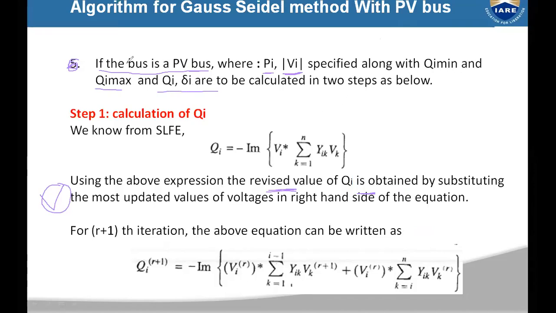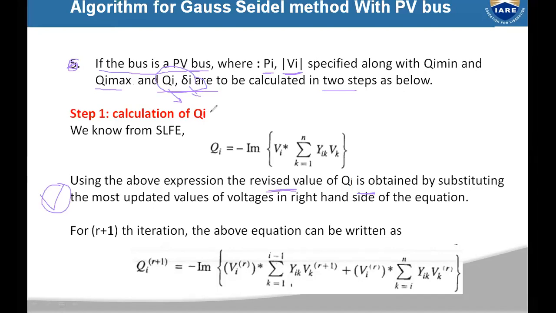Okay, right, see here. If the bus is a PV bus, at the PV bus, P_i and the magnitude of V_i will be specified along with Q_i minimum and Q_i maximum, and you have to determine Q_i and delta_i. Okay, so let us determine these two in two steps.